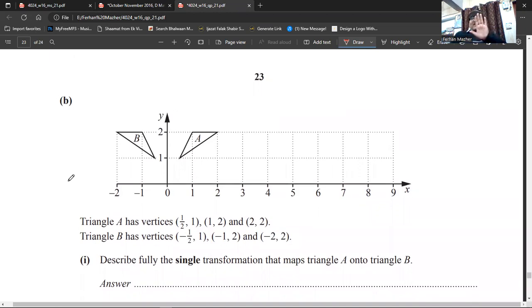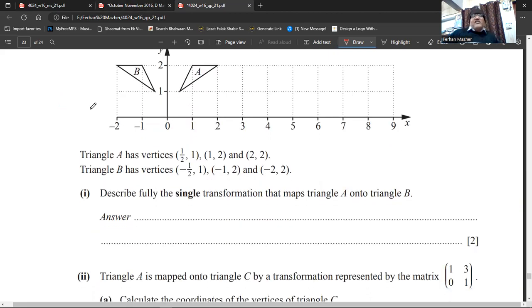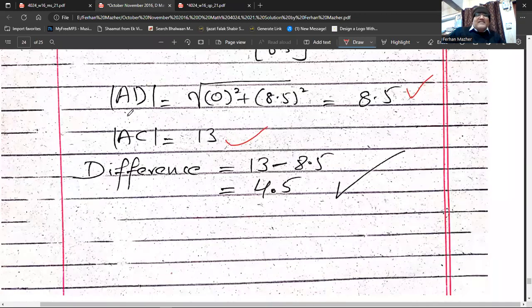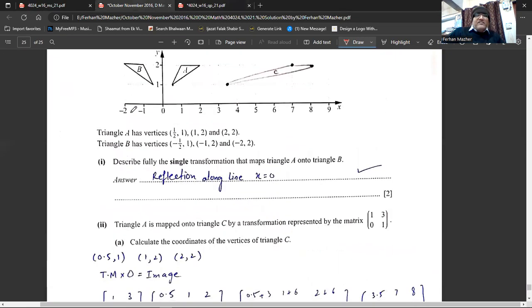You can see that this triangle has flipped. Whenever this happens, this is a reflection. So join these two points, draw their perpendicular bisector, and you will know the line of reflection. If I join this point and draw their perpendicular bisector, that will be x equals 0, this line. So this is basically a reflection in the line x equals 0. In other words, you can say this is the reflection in the y-axis. Oh, this is the reflection in the line x equals 0.